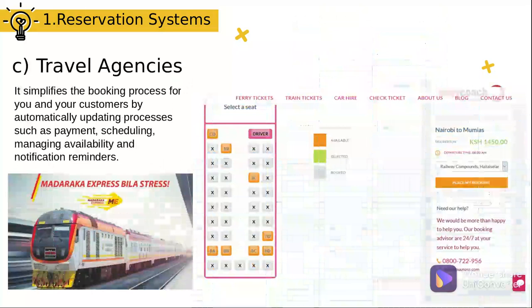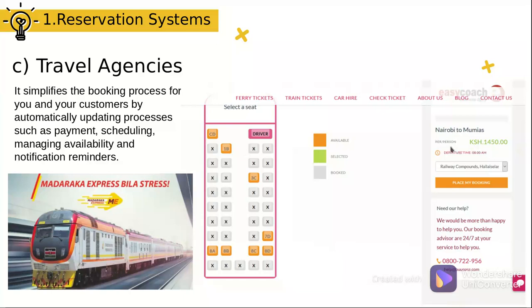Let's talk about travel agencies. On the screen here you can see a picture of a Madaraka Express train. This is the SGR train that is used here in Kenya. On the right hand side you can also see a snapshot from software for ticket booking from the bus company Easy Coach. This is a bus that plies from Nairobi to Mumias.